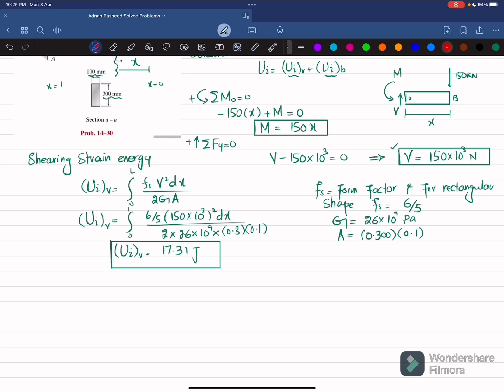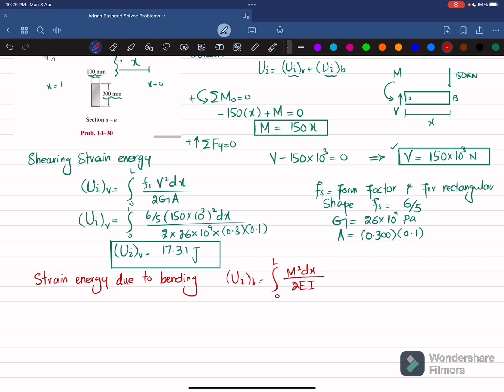Now we'll find the strain energy due to bending. We know that strain energy due to bending is equal to the integral from 0 to L of M square dx divided by 2EI.